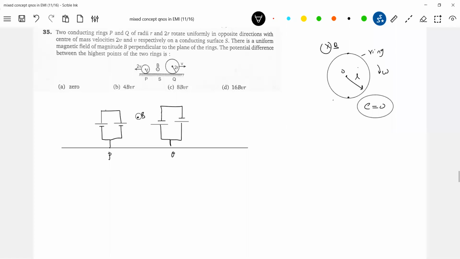Now what should be the EMF? What is the length? 2R, no? So this should be BV 2R, and there should be B 2V. This is 4R. So B 2V, 2R. Diameter will become 4R. I am replacing this ring with 2 rods, and the EMF in the 2 rods is what I'm showing like this.